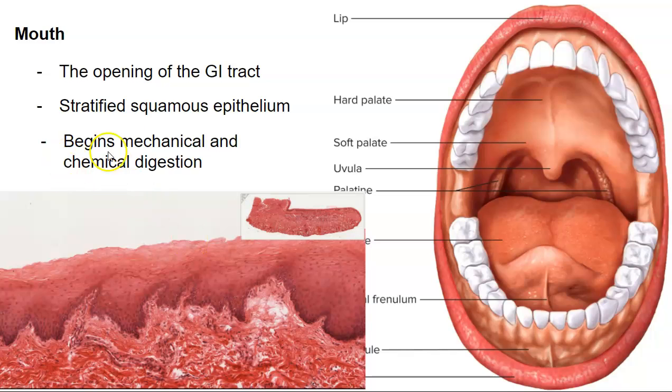And then, of course, begins mechanical digestion. That'd be chewing with the teeth, and also chemical digestion, as we'll see right now, in fact.